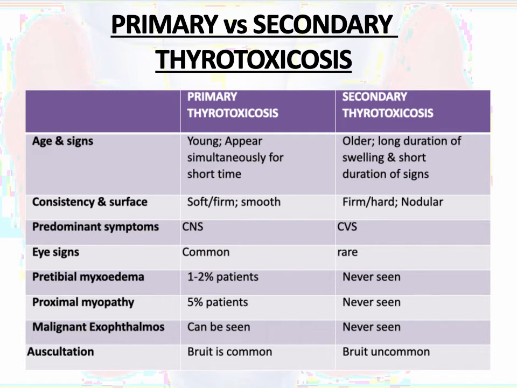In auscultation, bruit is common in primary. When you listen over the thyroid, you can hear a sound like whoosh, whoosh, like this. In secondary, bruit is very uncommon. Why is bruit present in primary? Because of the hypercirculation, hyperdynamic circulation.